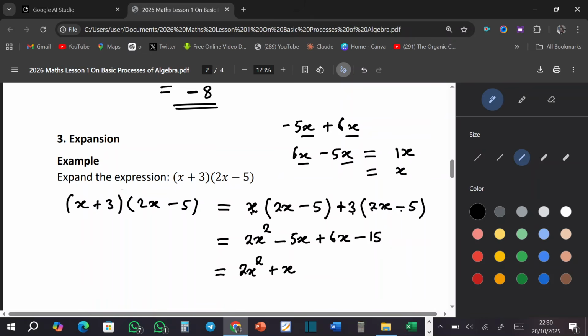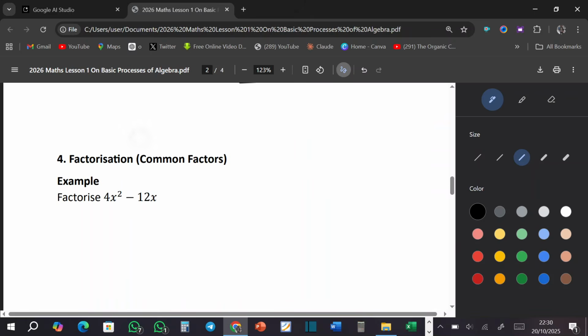Then this side, what do you have? You have negative 5, negative 15 there. It's not a like term, so say negative 15. You end there. You have actually expanded and simplified at the same time, I'm sure. So expand the expression. Yeah, that's how it is going to be. You can leave it like that, it's fine, or you leave it here. Then we move on to the next question.